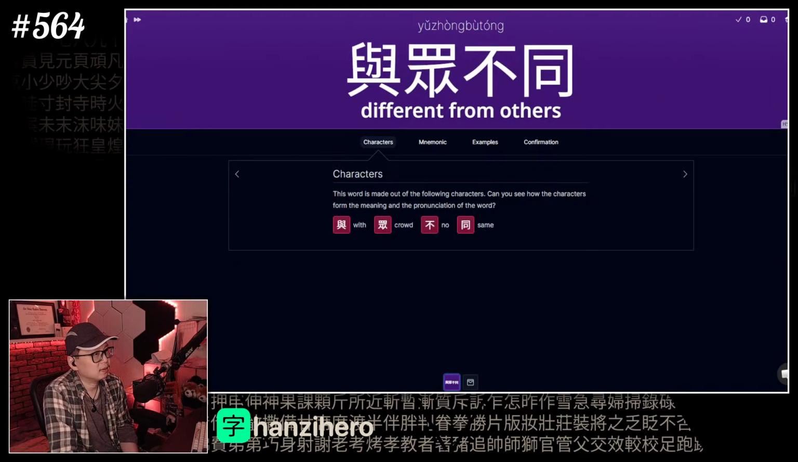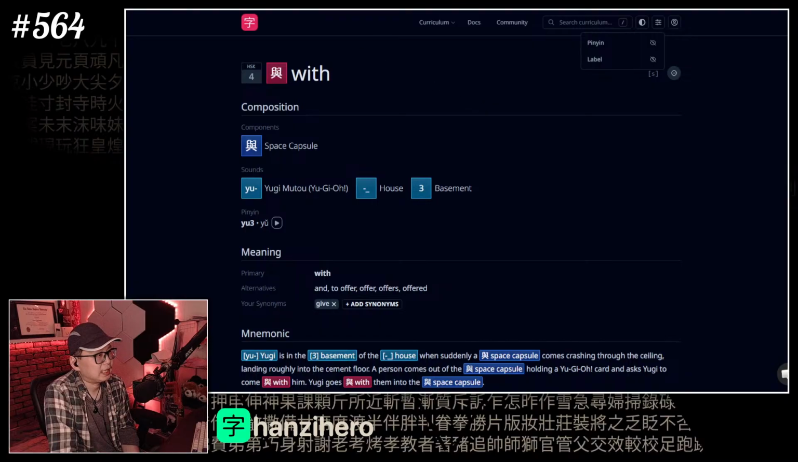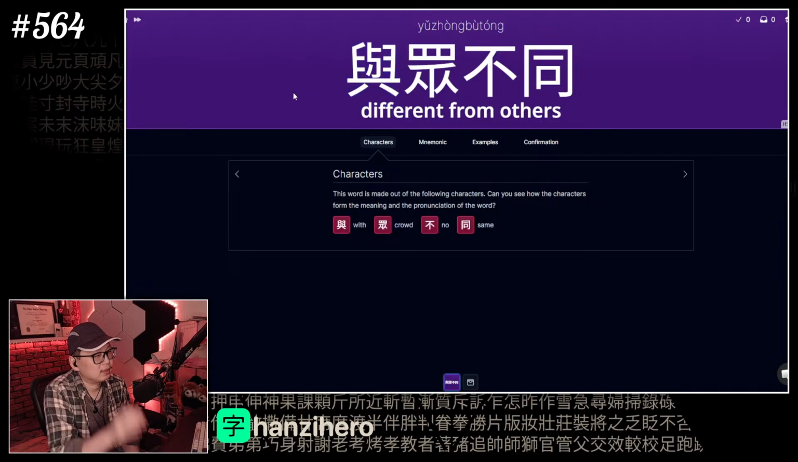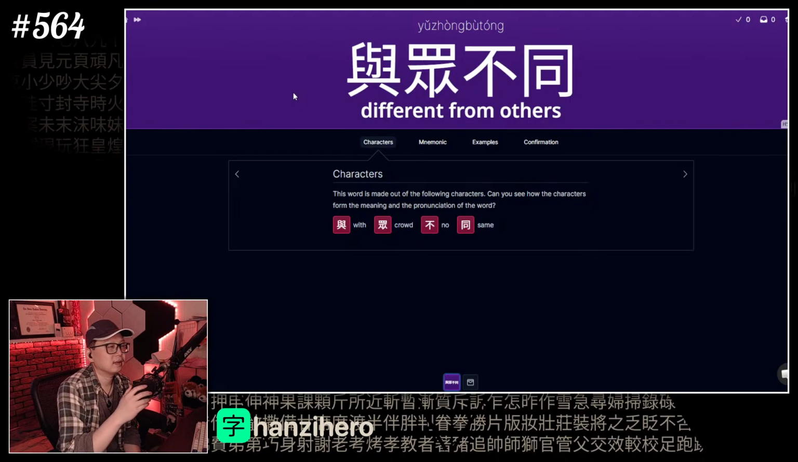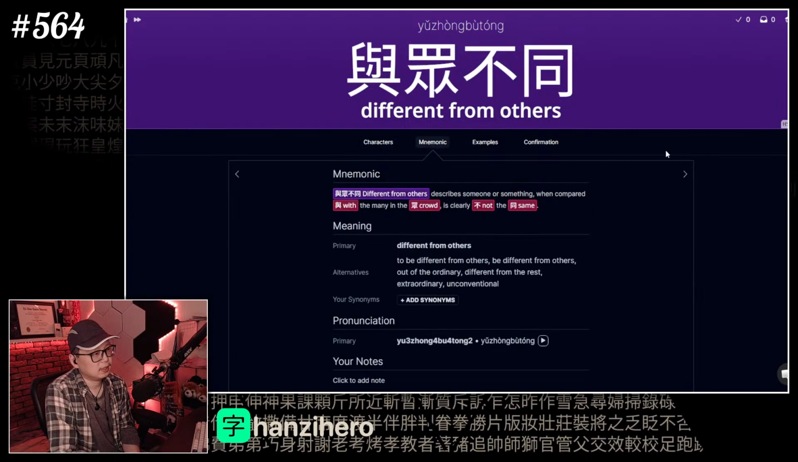And then what was that? This is a what? Wait. Space capsule. Yikes. It is a tough one. Okay. So with the crowd, that's not the same, so different from others. That's fair enough. Or out of the ordinary. Yeah, different from the rest. Different from with the crowd. Unconventional. I think we have another unconventional, and I don't remember what the phrase is.